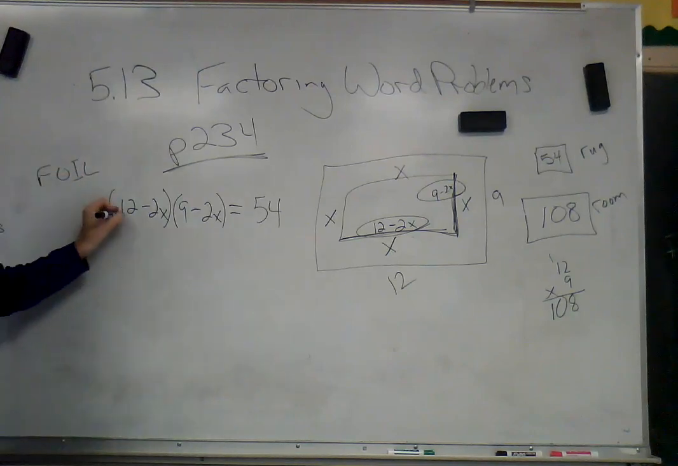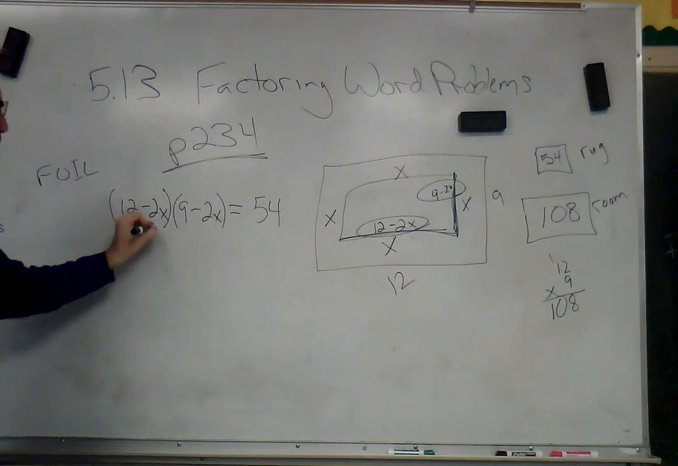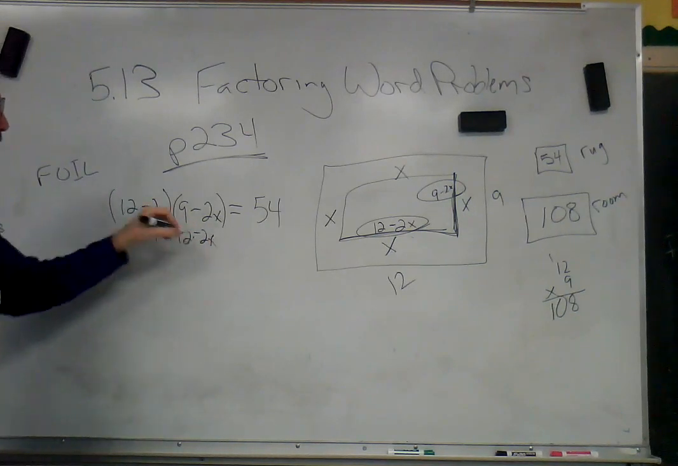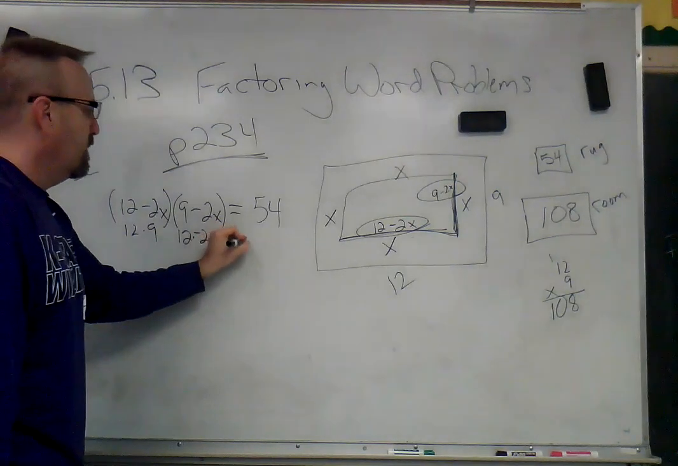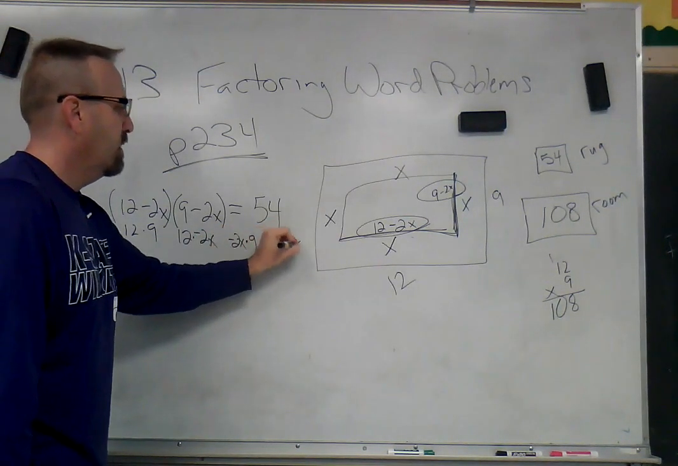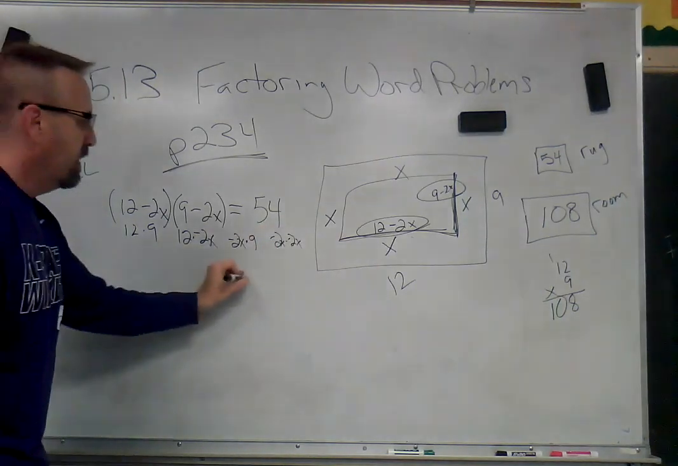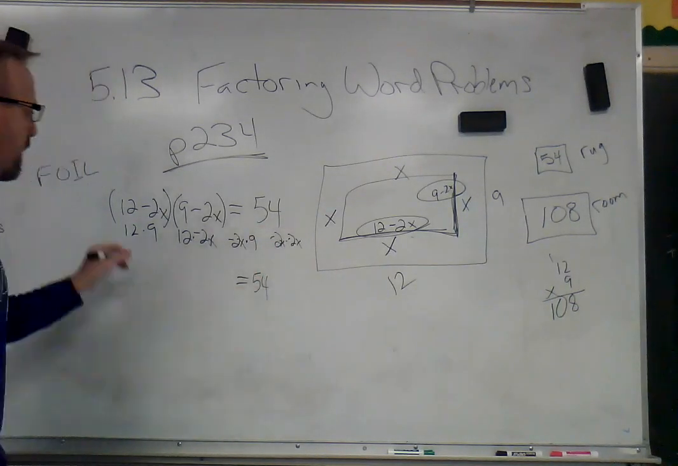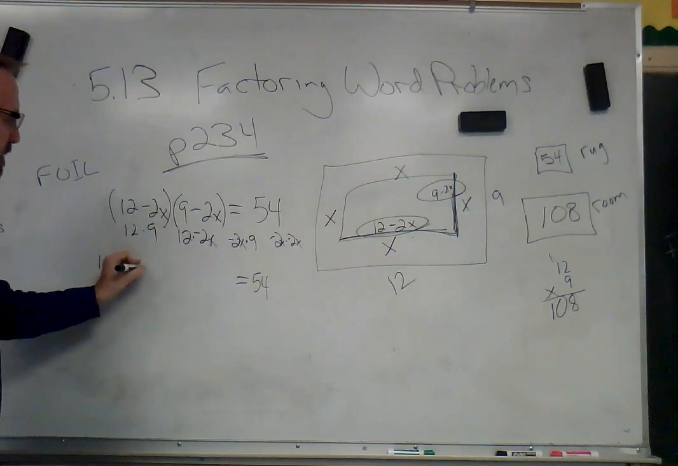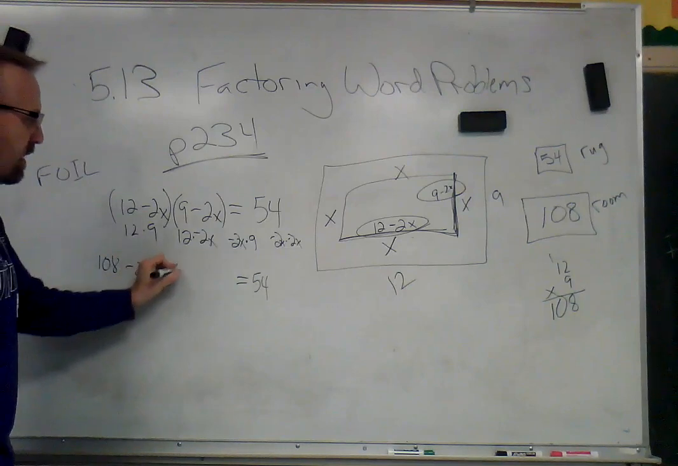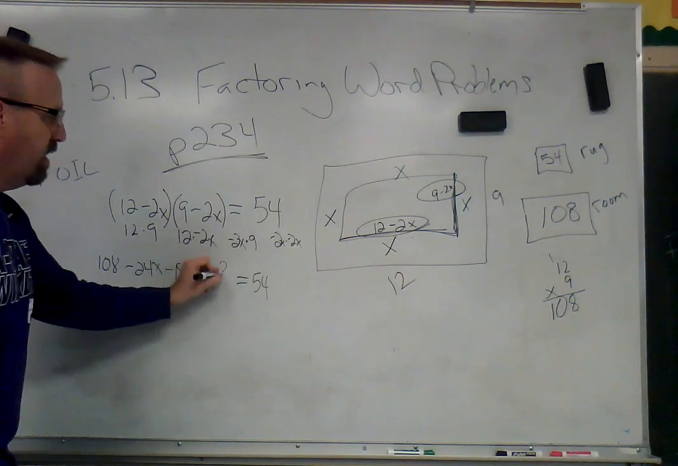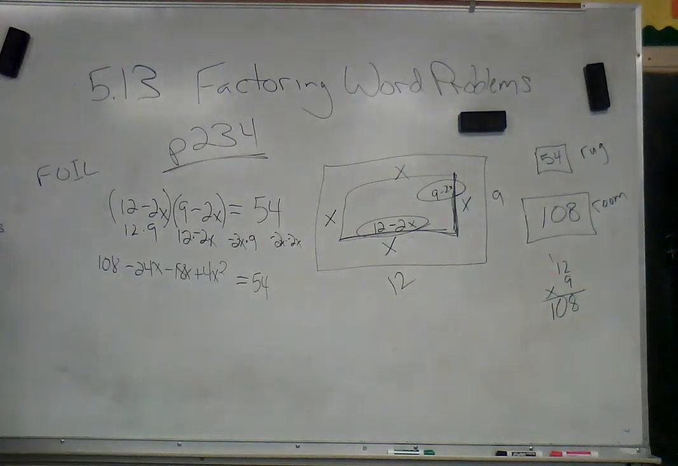So we've got our two first terms, 12 times 9. Our outers, 12 times negative 2x. Inners, negative 2x times 9. And our last, negative 2x times negative 2x. So let's figure all those out and then bring it down equal to 54. 12 times 9, we said was 108. Negative 24x. Negative 18x. Positive 4x squared. So all we did was FOIL so far.